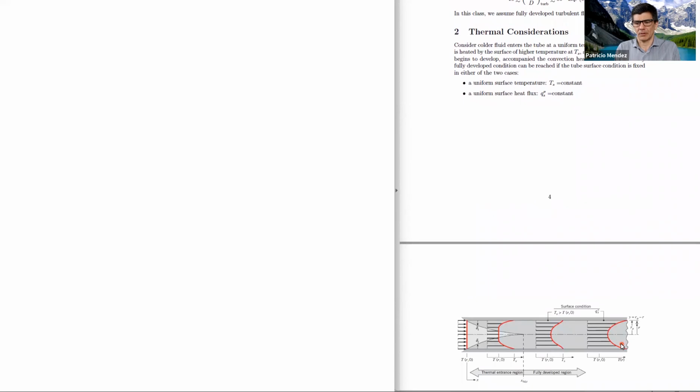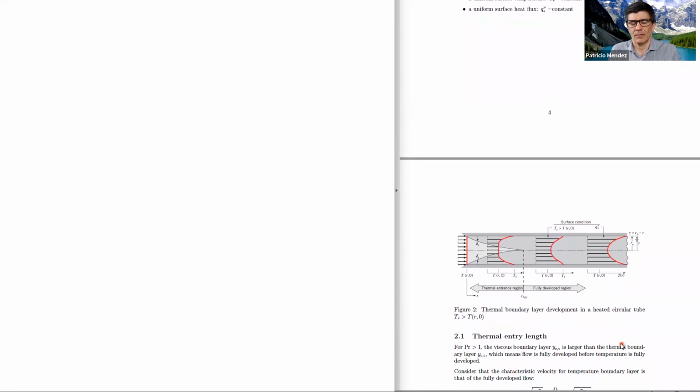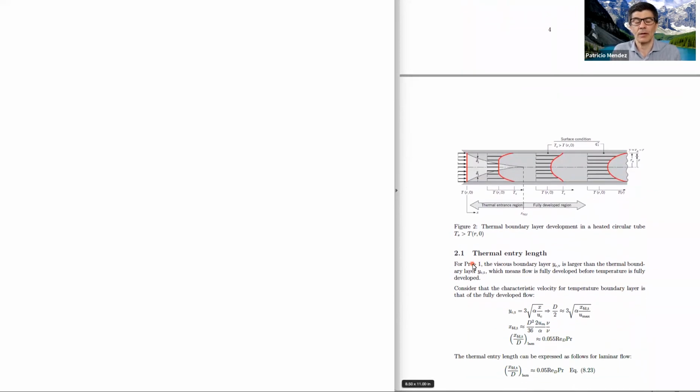Thermally, and this is where we stopped on Friday, we also have an entry length. Now, in the case of fluids with Prandtl bigger than 1, such as water that has a Prandtl of 7, or oil that has a Prandtl of 10,000, the viscous boundary layer is significantly larger. So this entry region in the fluid entry is very short compared with the thermal entry.